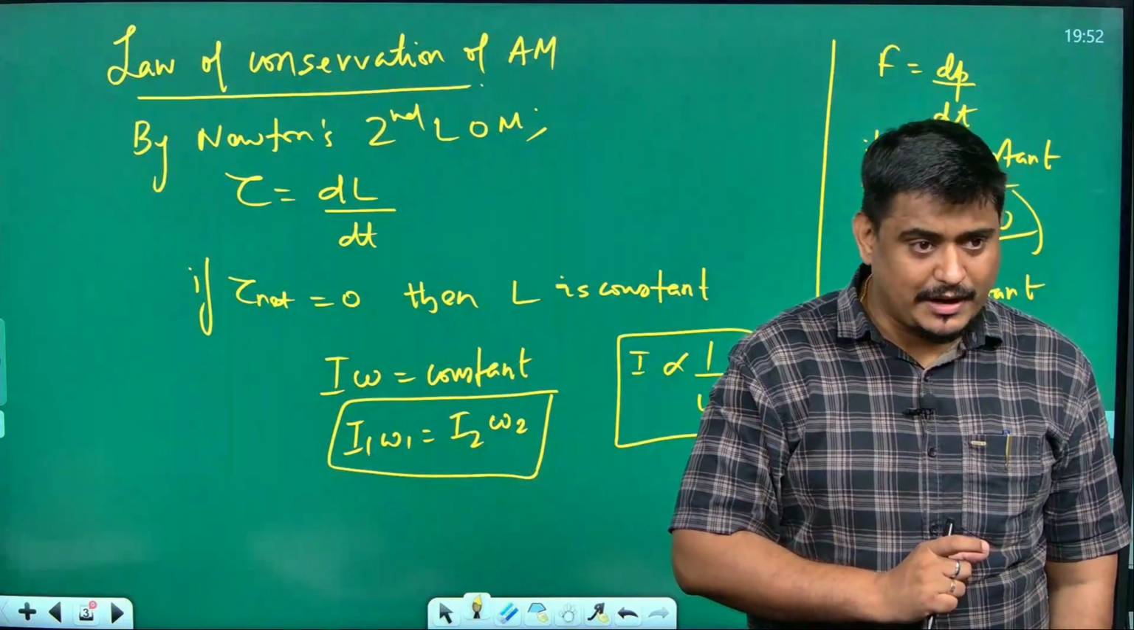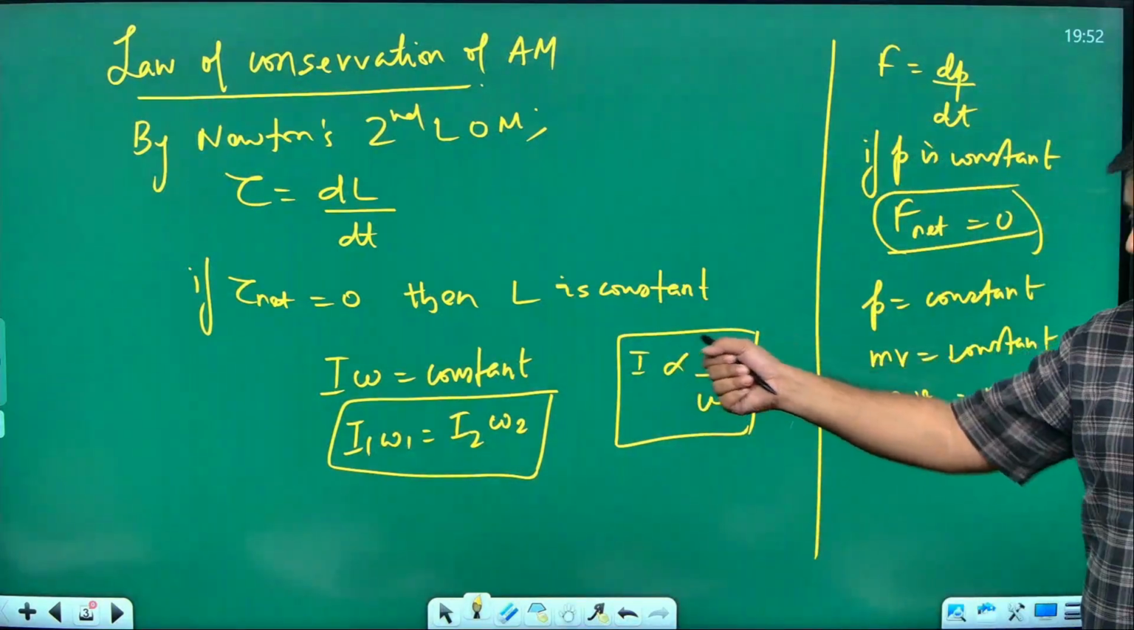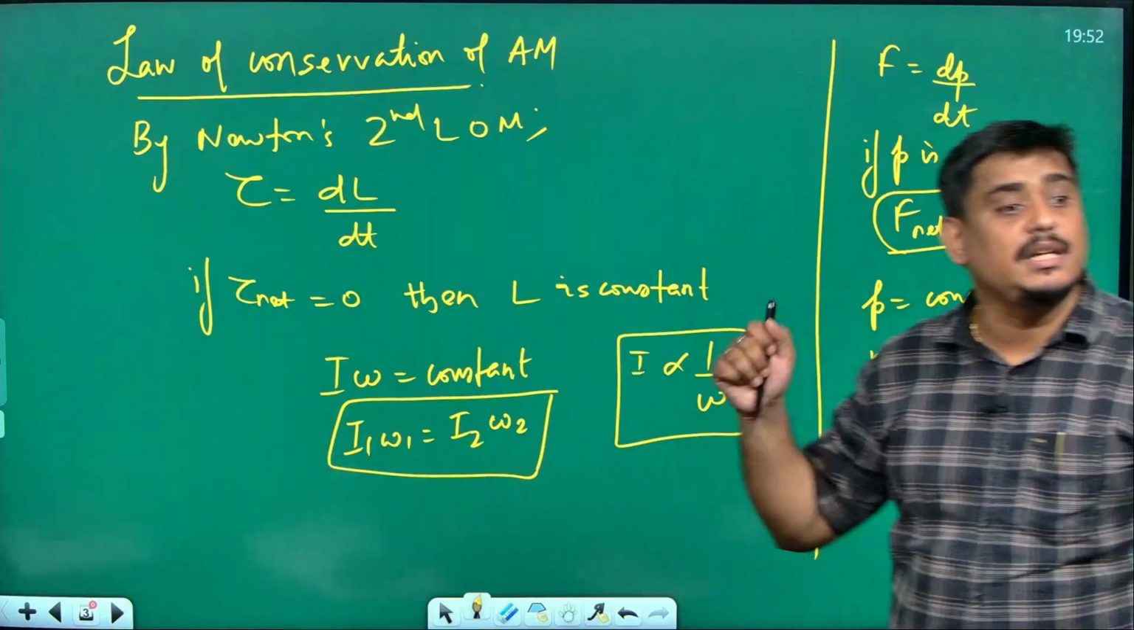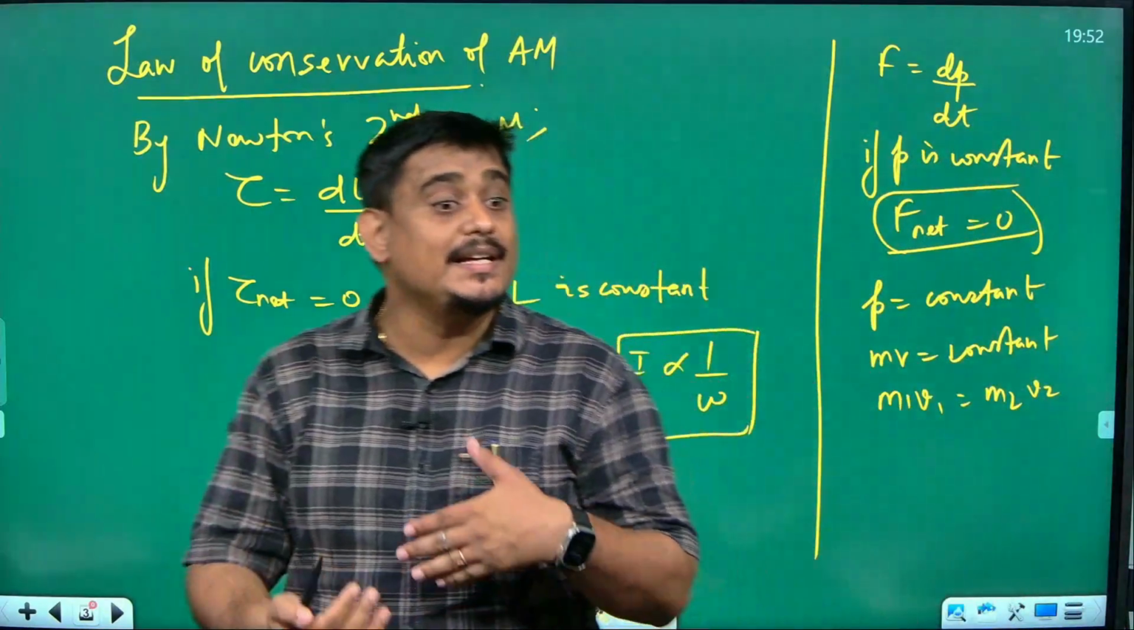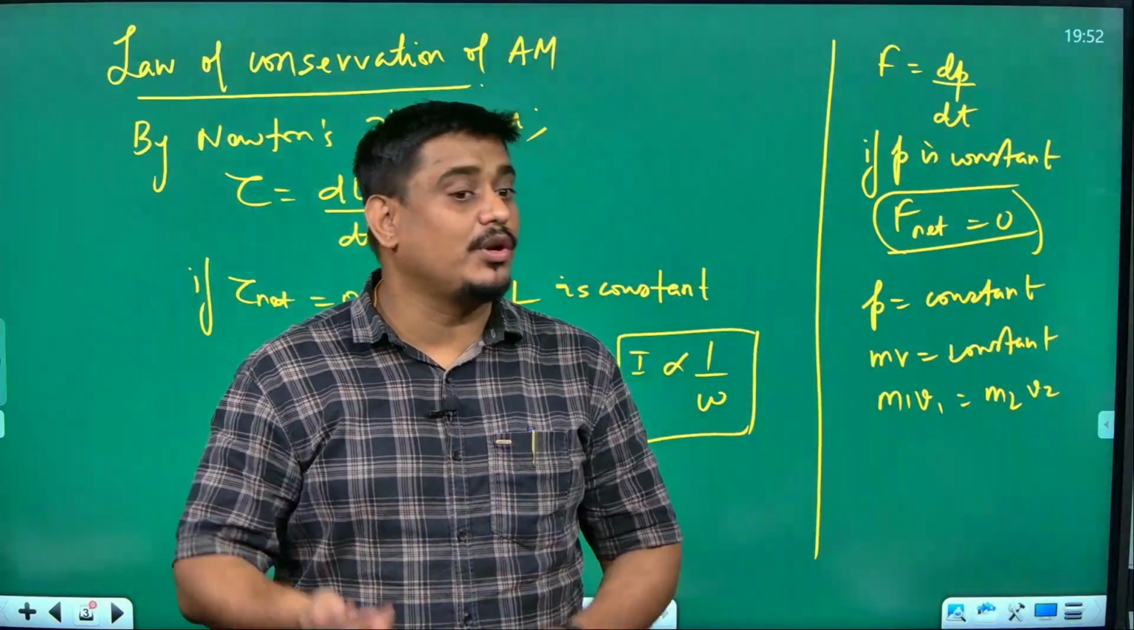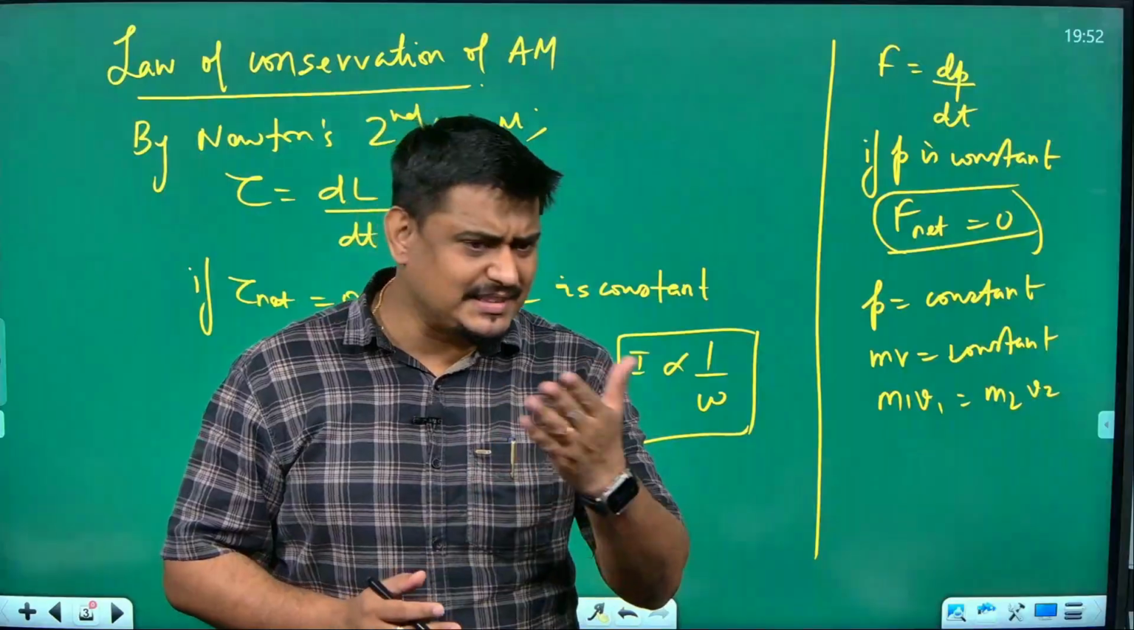Are you able to understand what I am trying to say? Moment of inertia and angular velocity are inversely proportional. If you want to increase the angular velocity, you want to reduce the moment of inertia. I gave an example also in the last class.